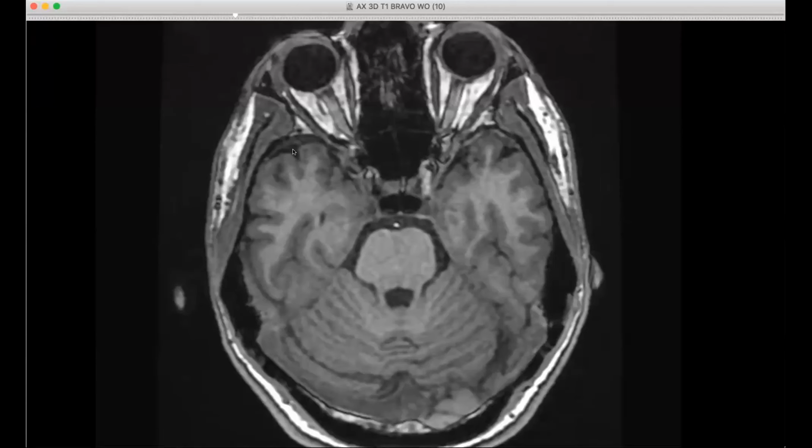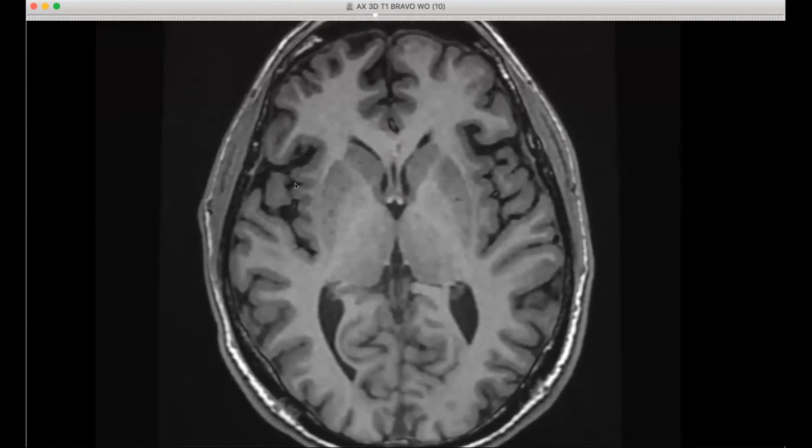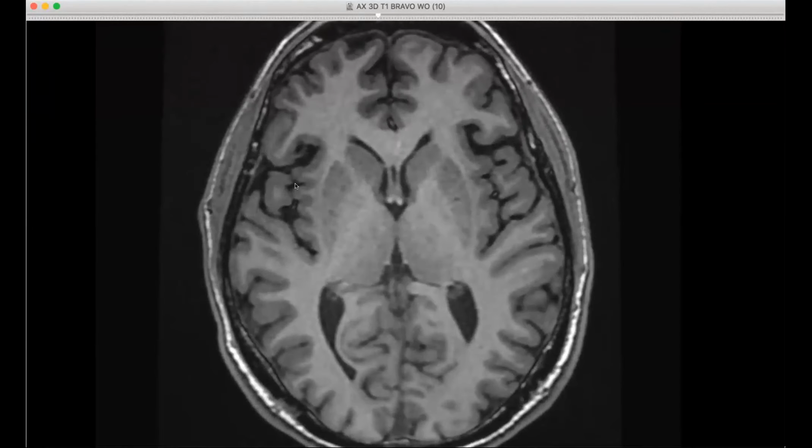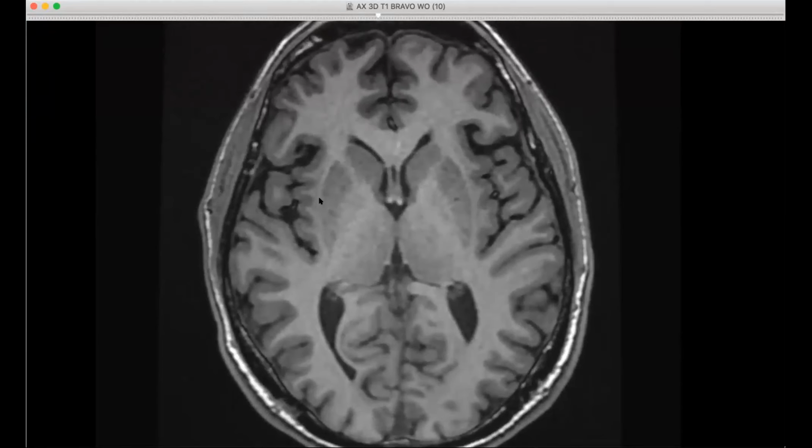Can you see? So this is a very typical T1 weighted brain. Remember T1, what's bright in T1? Short or long T1? Short T1. Yeah, short T1.